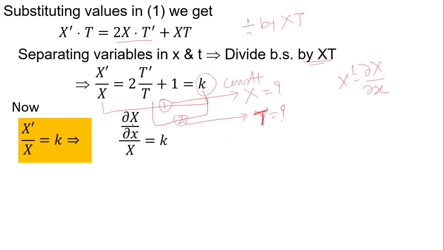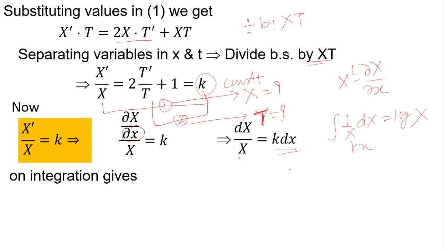Okay, now multiplying by dx to both sides, so you will get dX by capital X is equal to k dx. Now on integrating, the integration of 1 upon capital X dX is equal to log of capital X, and the integration of k dx is what? k into x. So you will get log X is equal to kx plus constant of integration, this is c, that is log a.